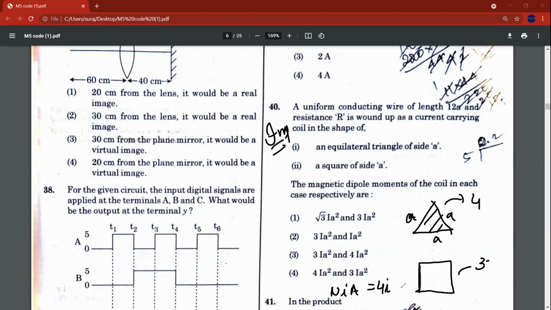Okay. Root 3 by 4 A square. So this 4 gets cancelled. Root 3 I A square. Option 1 will be correct. And for this, next question 41.